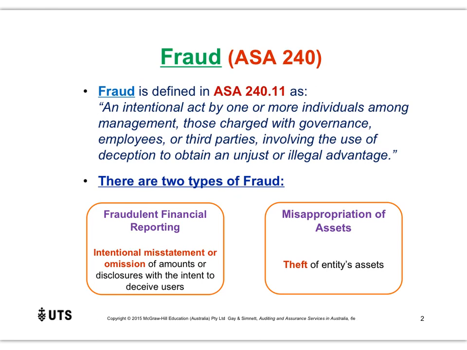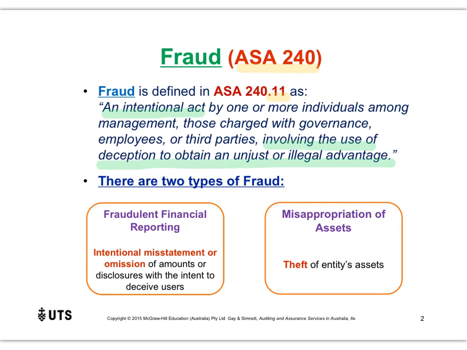So as I mentioned earlier, the auditing standard that covers fraud is indeed ASA 240, and it's paragraph 11 of ASA 240 that goes on to provide the definition of fraud. So it goes on to say that fraud is an intentional act. Now remember, we noted that word. It's an intentional act. Let's keep reading. By one or more individuals among management, those charged with governance, employees, or third parties, involving the use of deception to obtain an unjust or illegal advantage.